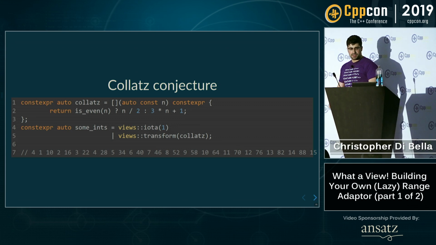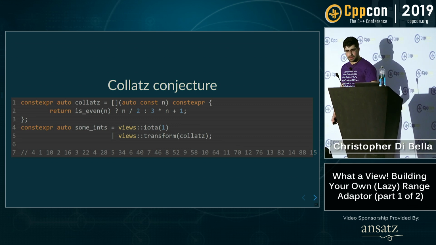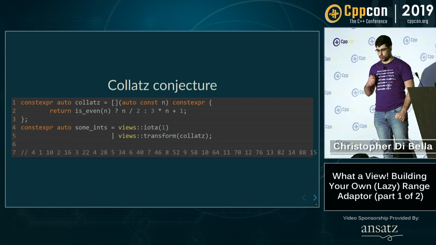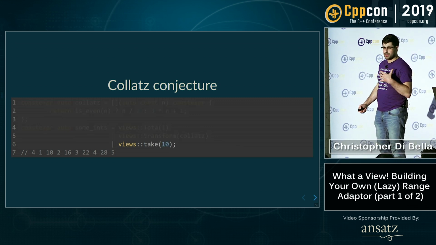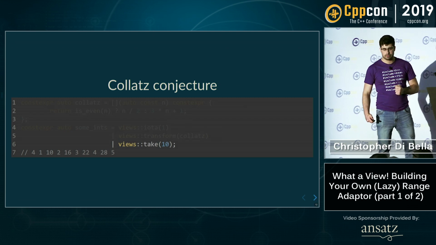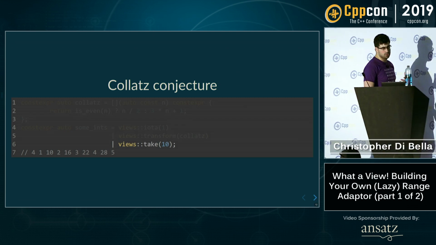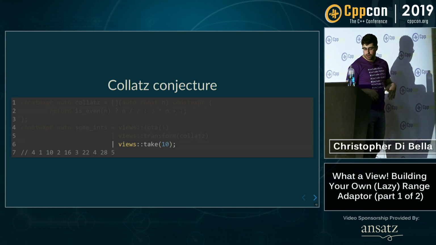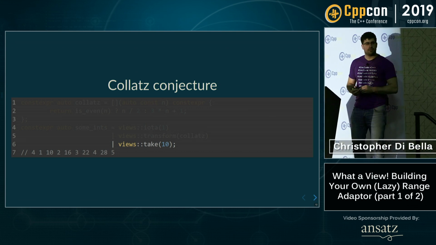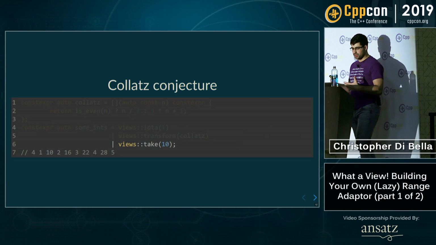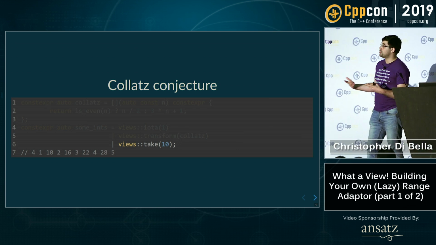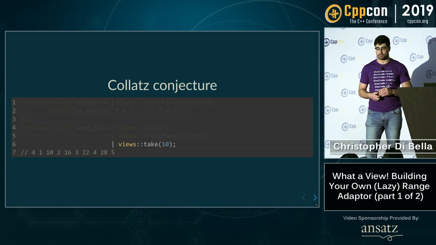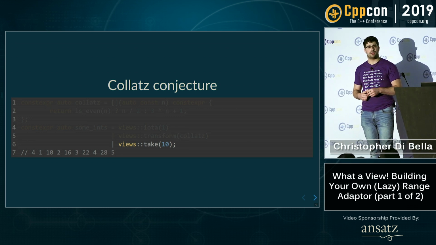So a good way for us to move on from this is to use what's known as take view. And take view allows us to specify a way of limiting how far we move forward. So what we can do here is we can say that there are going to be at most 10 elements in this range. Are there any questions about that?